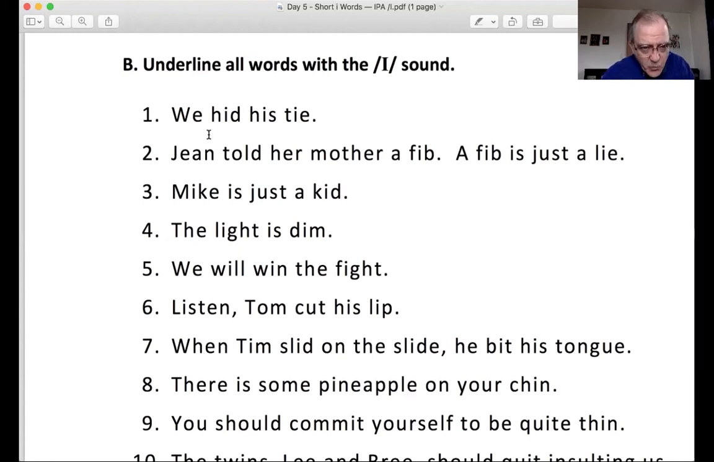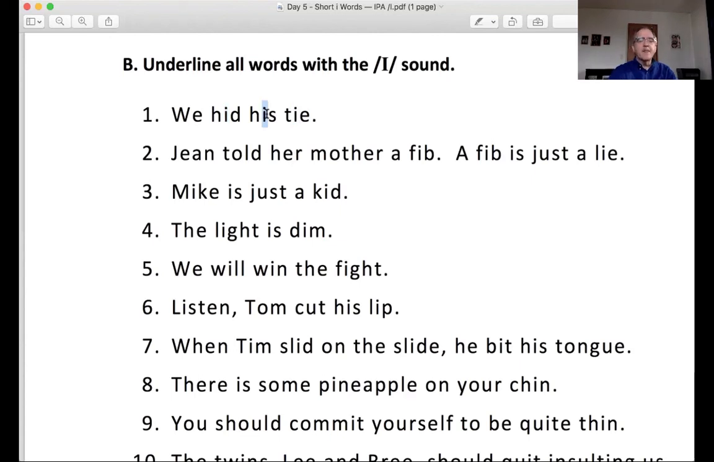Let's try. Number one. I'll do number one with you. We hid his tie. Can you do that? Okay, we, that's E. Hid, that's a short I, E. His. Tie. Now that's the two vowel rule. It does not usually work with I, but in this case it does. The first vowel is I, and it's tie. Okay. Now you have other words. I want you to underline all words with the I sound. In this one, hid and his are the only ones.